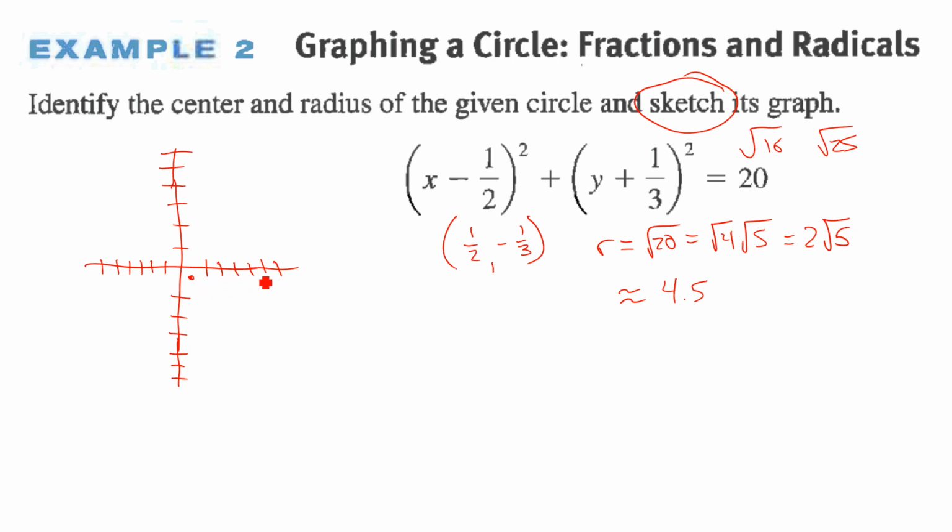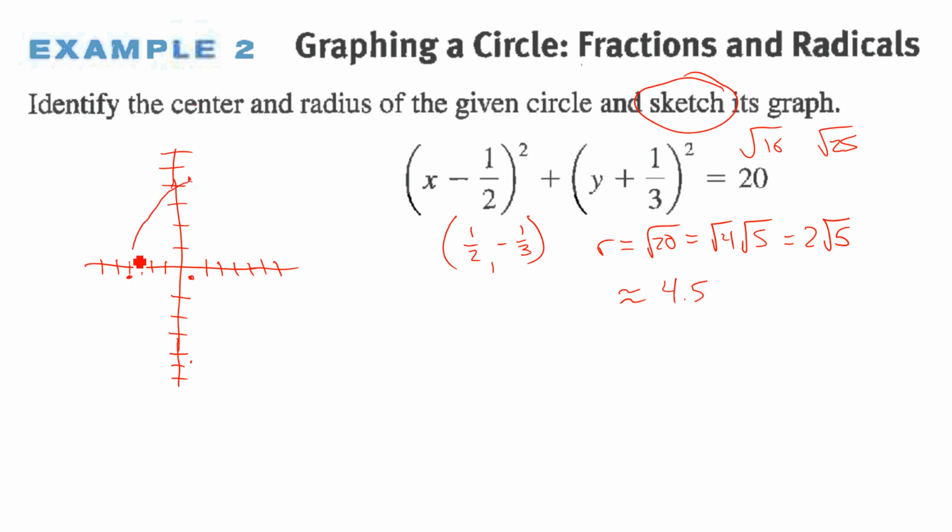So 4.5 will go about a half. 1, 2, 3, 4. So that's one edge of your circle. And let's go 4.5 the other way. So a half. 1, 2, 3, 4 to the right about there. And let's go 4.5 up. So let's count the 4 first. So there's 1, 2, 3, 4, and another half would put you right about there. And we'll go 4.5 down. So there's 1, 2, 3, 4, and another half or so would put us right about there.